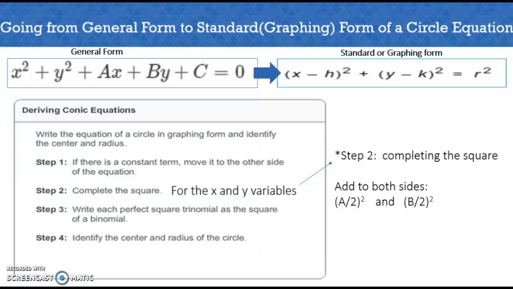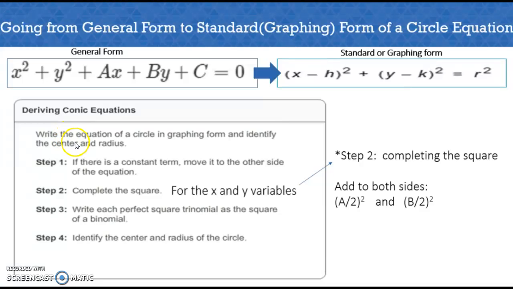Okay, so we've already talked about how to go from standard to general form. But now we want to talk about the reverse. So when we have general form where it's all expanded out and we want to get it back to graphing form, and this is a lot more common because a lot of times you'll be given this equation, but you want to be able to graph it easily. You want to be able to see what's the center, what's the radius. And that's easiest if we get it back to this standard graphing form.